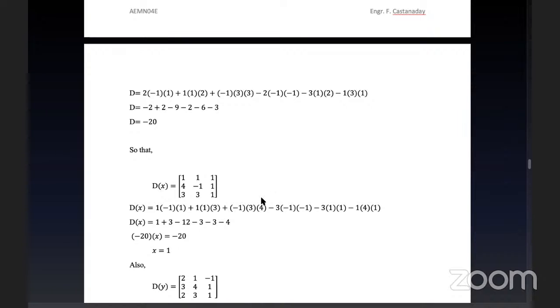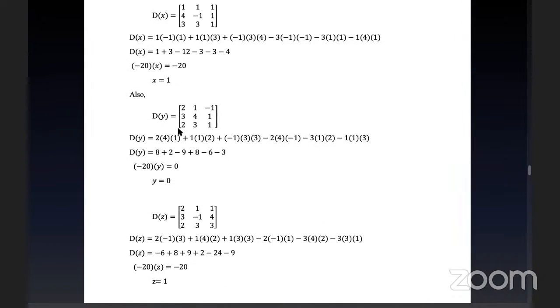Okay, we're good there. Let's proceed to the next one, solving for y. So first, we obtain the determinant y. So 2 times 4 times 1 plus, we extend the first two columns, somehow augmenting them. That's the idea. It's the same as earlier. So 2, 3, 2, 1, 4, 3. That's how we deal with this determinant. So 2 times 4 times 1 is the first term, 1 times 1 times 2 the second term, negative 1 times 3 times 3.